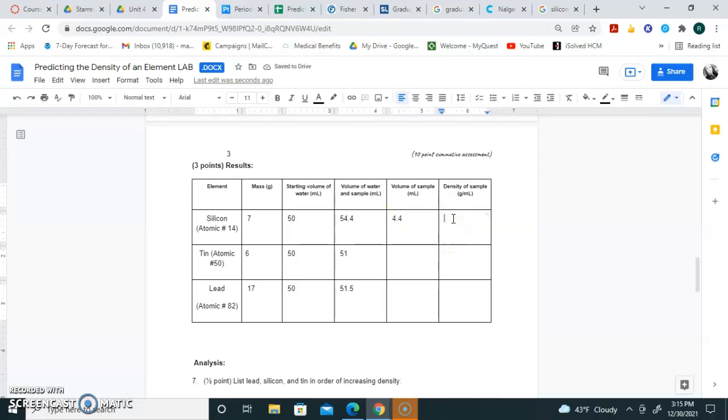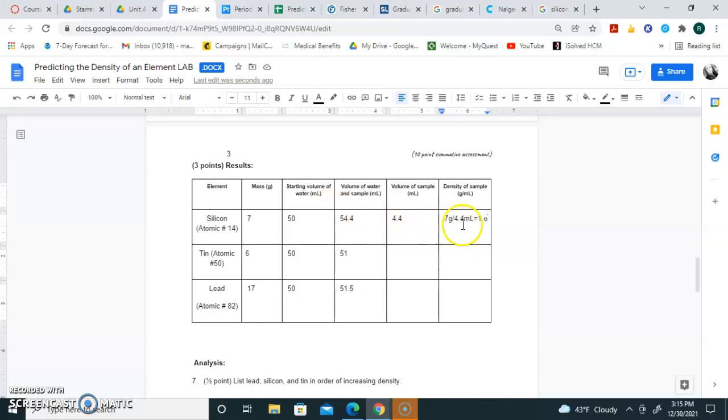Now, as far as the density of my sample, to calculate the density of the sample, remember that density is equal to mass divided by volume. This is something that we studied before. So in this case, the mass of my sample is 7 grams divided by the volume of my sample, which we just said right here was 4.4 milliliters. So if I do that division, 7 divided by 4.4, I'm going to get a density of 1.6 gram per milliliter. So that's how you would fill in this table.